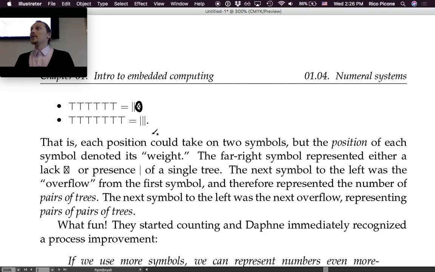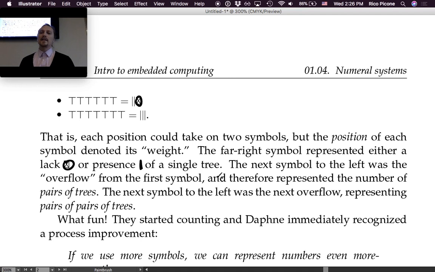That is, each position could take on two symbols, but the position of each symbol denoted its weight. The far right symbol represented either a lack, O, or presence, bar, of a single tree. The next symbol to the left was the overflow from the first symbol, and therefore represented the number of pairs of trees. The next symbol to the left was the next overflow, representing pairs of pairs of trees. Okay? So that's kind of like this concept of pairs of things.